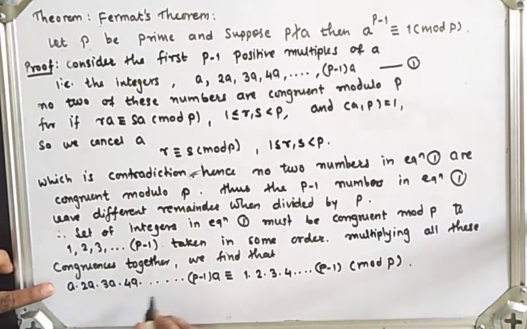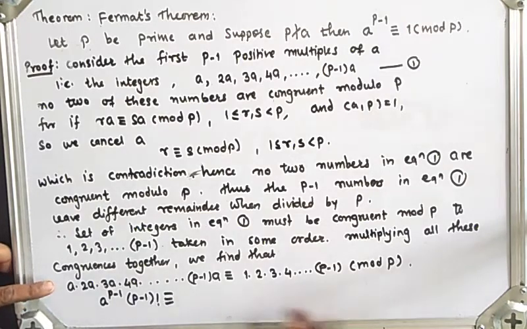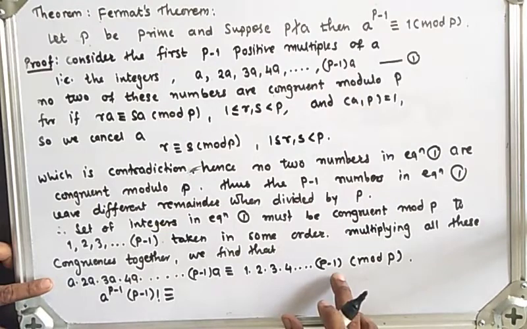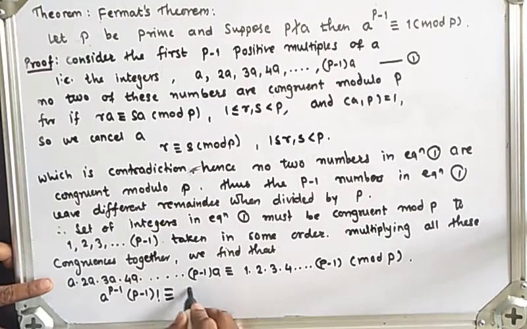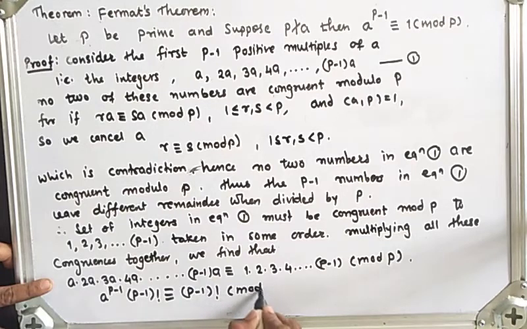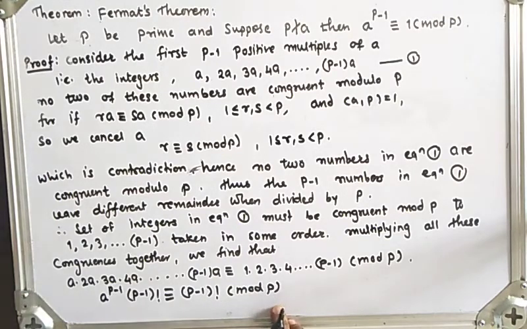So this can be written as a raised to p minus 1, and here 1 into 2 into 3 into 4 into up to so on p minus 1, which is nothing but p minus 1 factorial, and which is congruent to, so here 1 into 2 into 3 into up to so on p minus 1, which is nothing but p minus 1 factorial, modulo p, right?